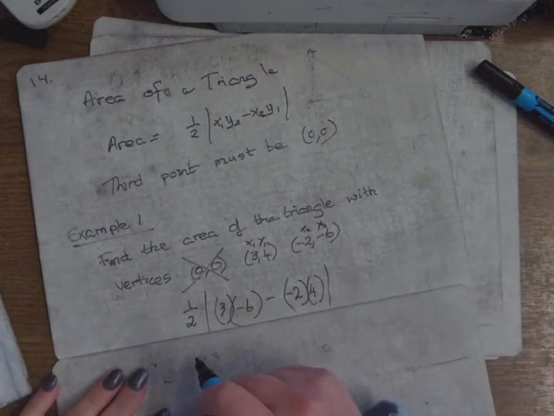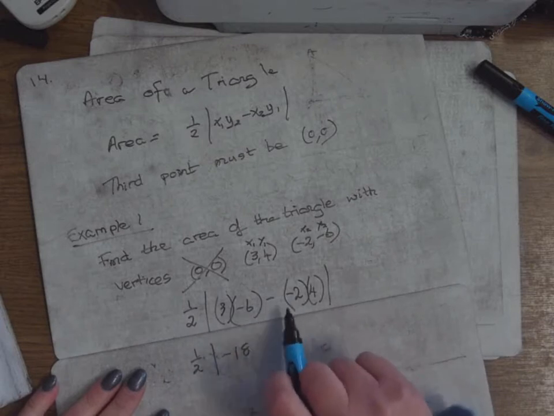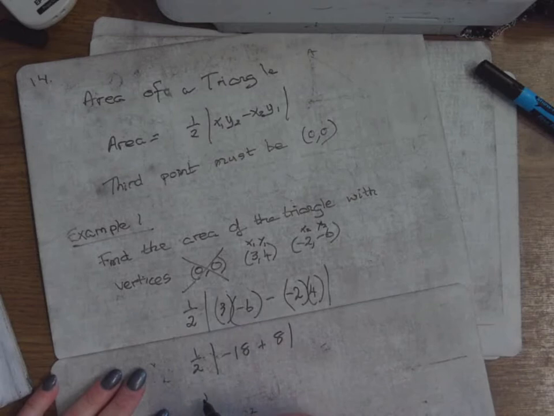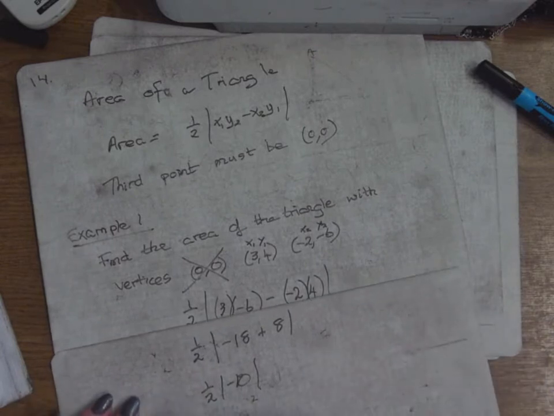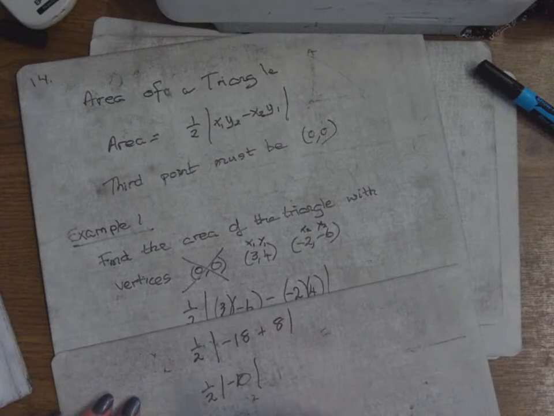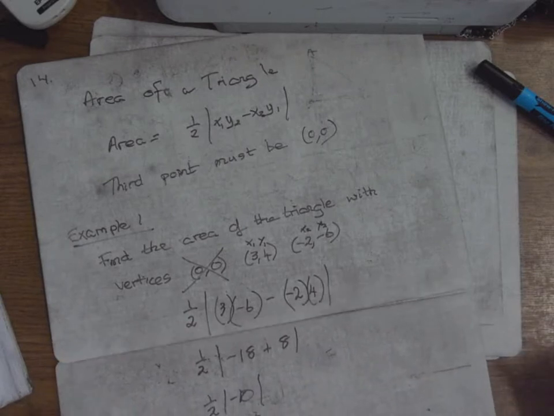Okay, I'll just work it out here. So that would be a half of 3 times -6 is -18. A minus by a minus is a plus, and 2 4s are 8. So that would be half of -10. And as I say, the two straight lines just means take the positive value. So I'm just dropping that minus sign. So that just means a half of 10, and a half of 10 is 5. Okay, is that alright? That's fairly straightforward, do you think?